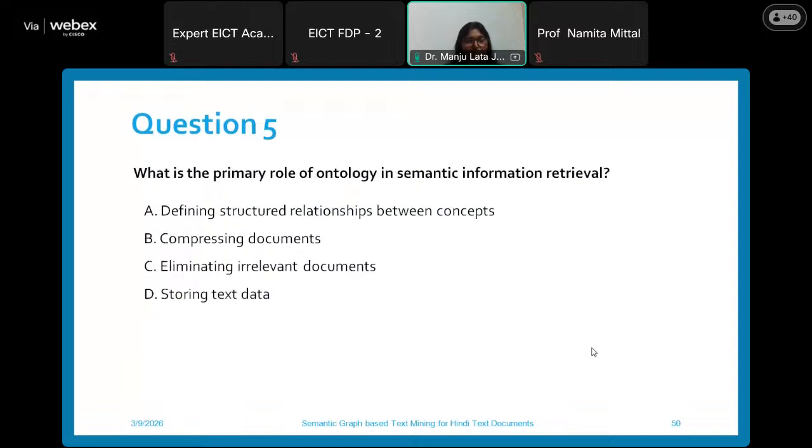The last question for this particular section is, what is the primary role of ontology in semantic information retrieval? Defining structured relationships between concepts, compressing the document, eliminating irrelevant documents, or storing text data. So the first answer is correct, defining structured relationships between the concepts. Ontologies are basically used to establish a structured and semantic relationship among the terms.